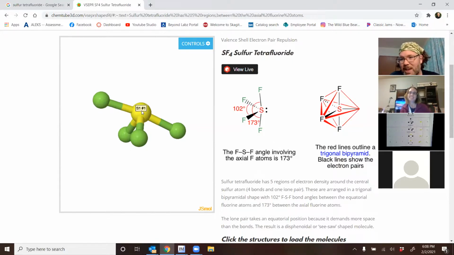Anyway, the shape names get really, really interesting and surprising and fun when you go beyond 4 electron groups. But if we just get up to being able to predict the shapes for things with up to 4 electron groups, that's good enough for our class. That's good enough.